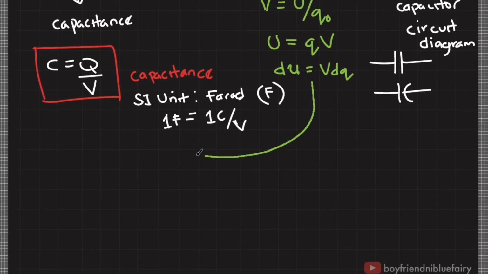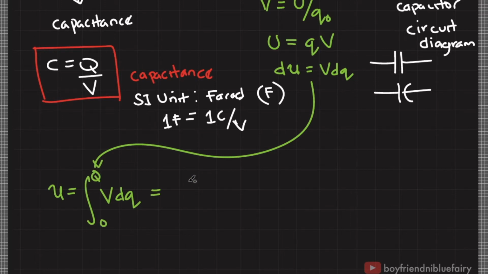To get the total energy possessed by the capacitor, we have U equals the integral of V dq. This amount of charge is integrated from 0 to a total charge Q. At this stage, we now use the definition of capacitance. Since capacitance is C equals Q over V, then I can replace potential here with Q over C.